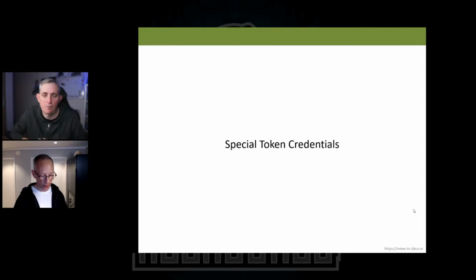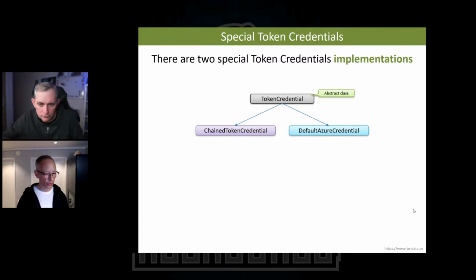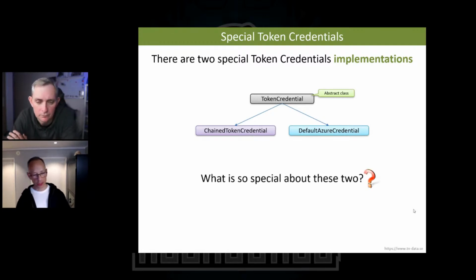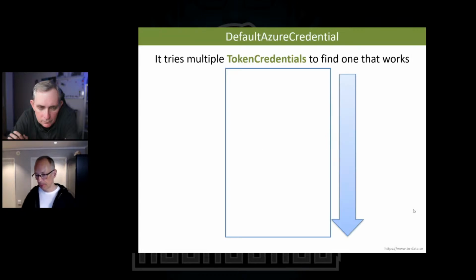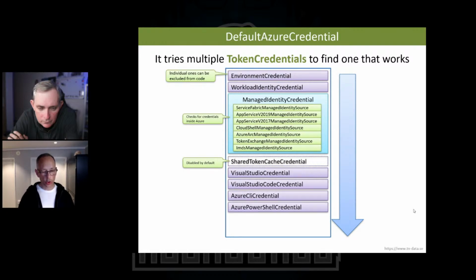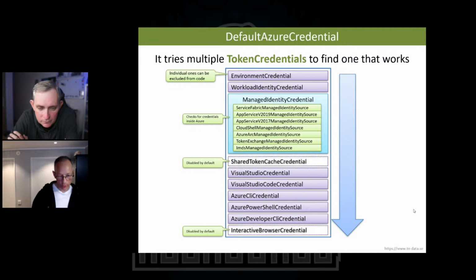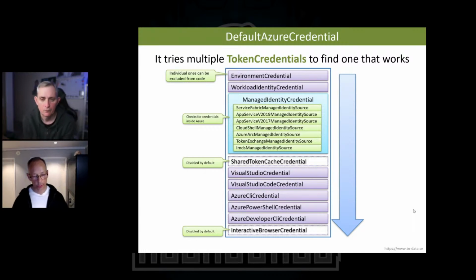We have two special token credentials provided by Azure Identity. The first one is the chained token credential, and the second is the DefaultAzureCredential. Those are the two special ones, so let's talk about what's special about them. DefaultAzureCredential is basically a big list of different token credentials. When you use it, it will try them one by one to get a valid token. It will go on until it works or fails. It will scan all of those credentials and try each one to find a valid credential and call Entra ID, please give an access token. And if it fails, it moves to the next one, and the next one, and the next one.